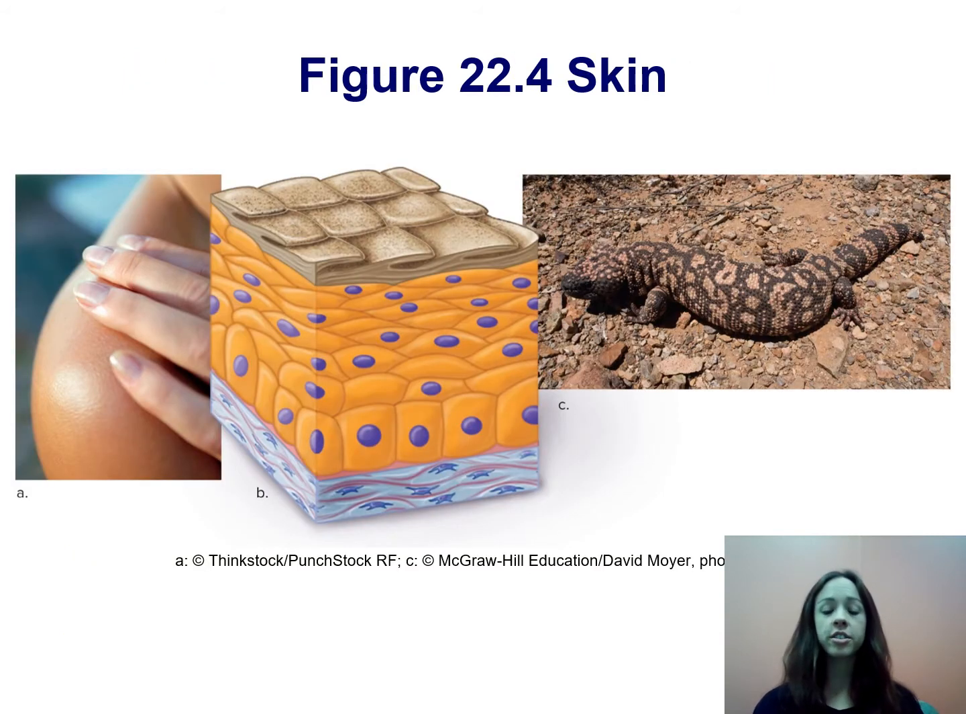Notice the many layers of the flattened cells. These are the stratified squamous epithelial cells that make up our skin. Gila monsters also have epithelial cells on their outer skin, except their epithelial cells are arranged into scales that are hardened with keratin, which creates that sharp point on their scales.